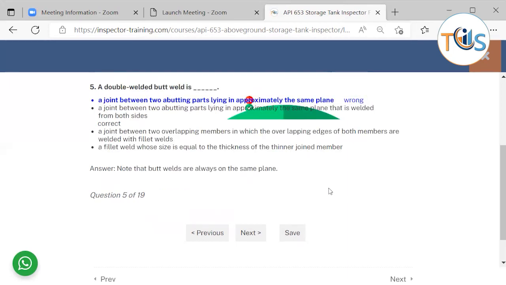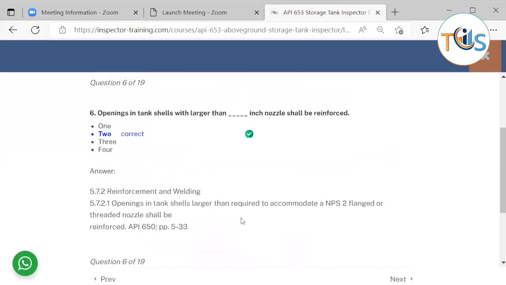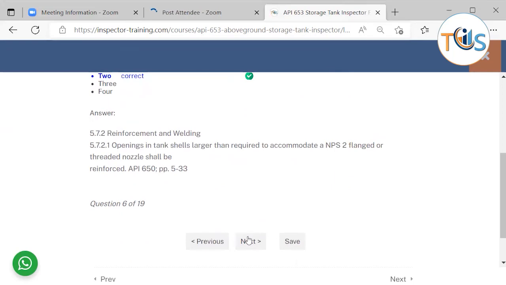The double welded butt joint is a joint between two abutting parts lying in approximately the same plane. So here, the same plane: all the butt welds are always in the same plane. Next, tank shells with nozzles larger than 2 inch shall be reinforced. This comes from API 650 reinforcement and welding, so any nozzles bigger than NPS 2, flange or 3 nozzles shall be reinforced.